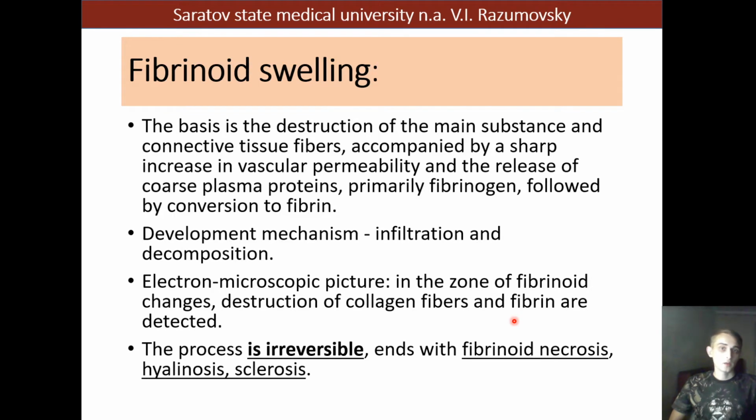So, fibrinoid swelling is the second type of protein stromal vascular dysproteinosis. The basis is the disruption of the main substance and connective tissue fibrils, accompanied by a sharp increase in vascular permeability and the release of coarse plasma proteins, primarily fibrinogen, followed by conversion to fibrin. The mechanism of development of this degeneration is infiltration and decomposition. At the electron microscope level, in the zone of fibrinoid changes, the structures of collagen fibrils and fibrins will be detected. The process is irreversible and ends with fibrinoid necrosis, maybe hyalinosis or sclerosis.